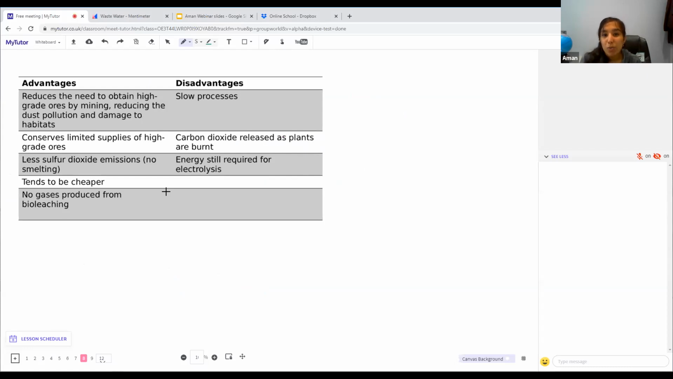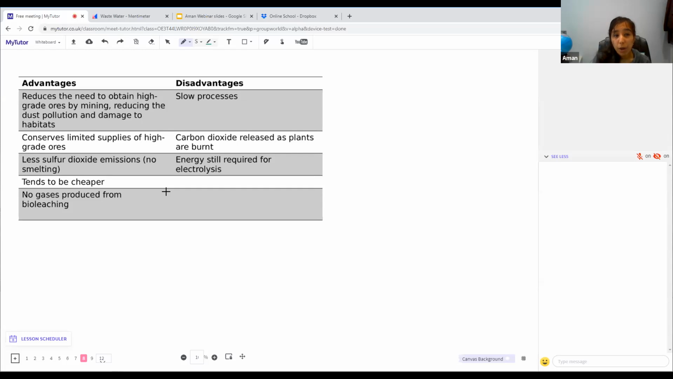So why do we do it using plants and bacteria? Well, it reduces the need to obtain high-grade ores by mining, reducing the dust pollution and damage to habitats. So hopefully you know that when we mine, when we drill into the earth, we have to use a lot of energy. That energy will increase the rate of global warming, it will increase atmospheric pollutants. As well as that, if we can use low-grade ores, it will reduce the need to actually get those high-grade ores, so it conserves the supplies of high-grade ores.